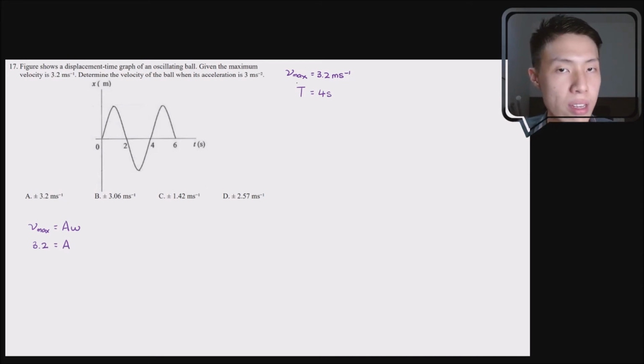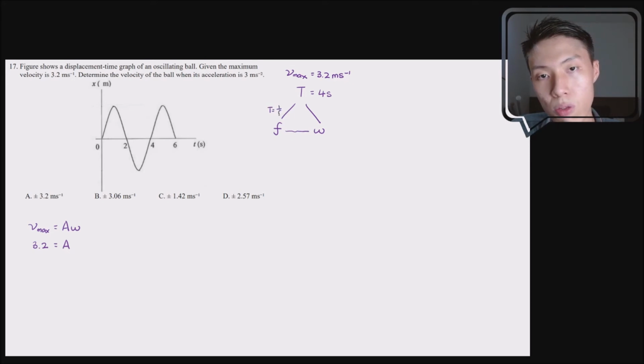We are given Vmax to be 3.2, but we don't know both the amplitude and the omega. But if you are given the period, you should always be alert that it's equivalent to saying that you already know the frequency. It's equivalent to saying that you already know the angular frequency, because these three terms connect to each other. If you get one of them, that means you get all three of them already. So you need to know how to relate them.